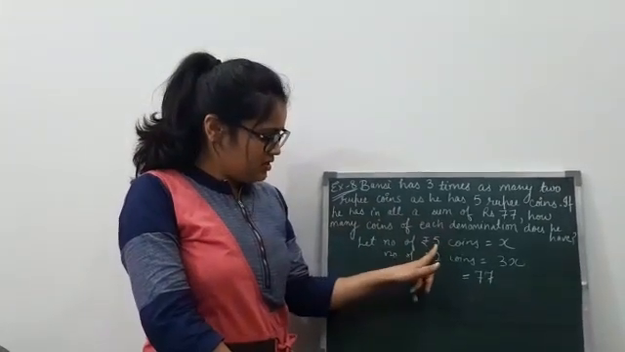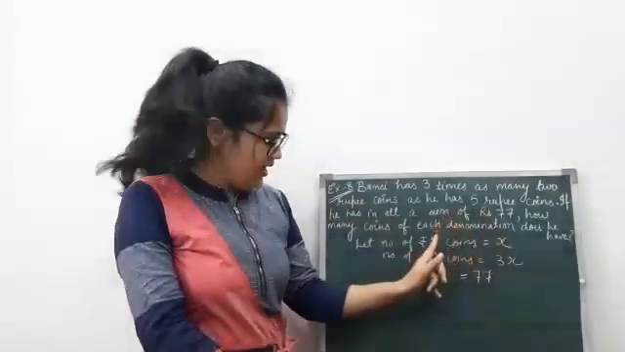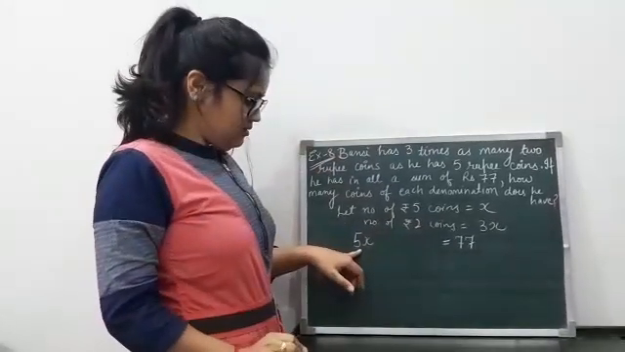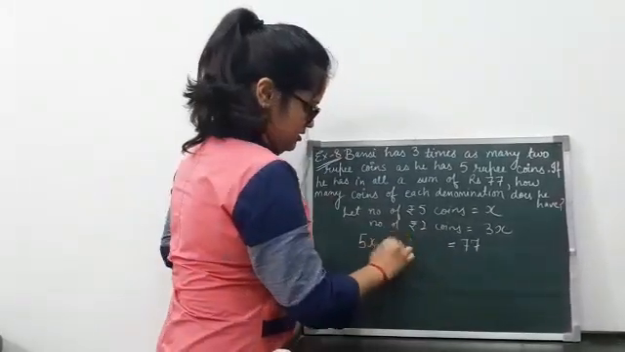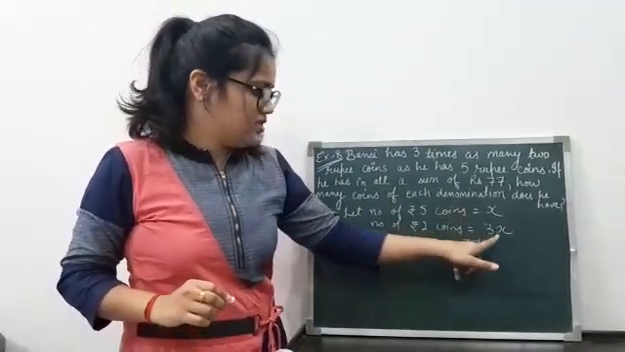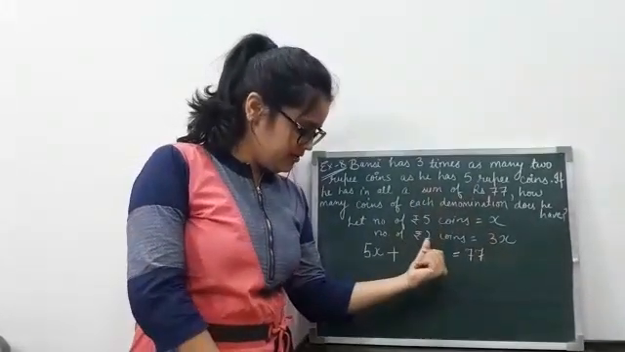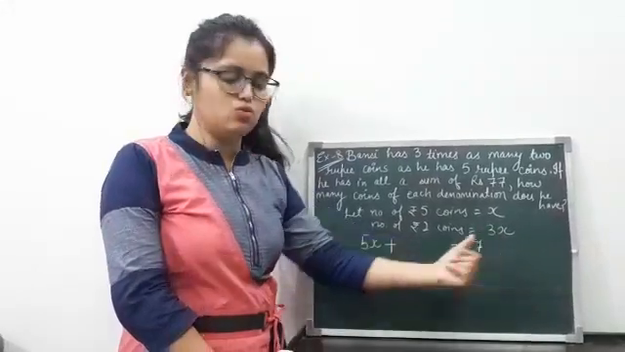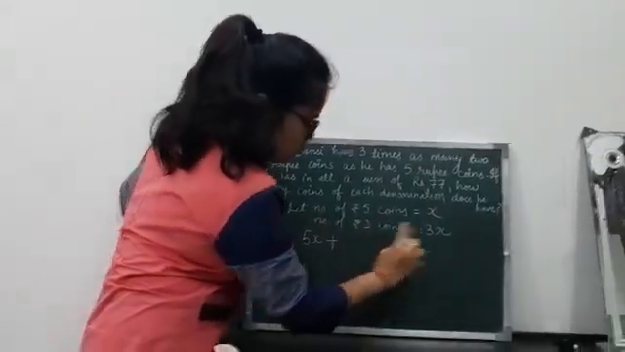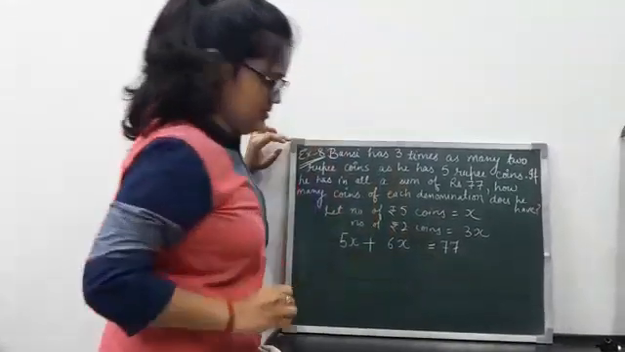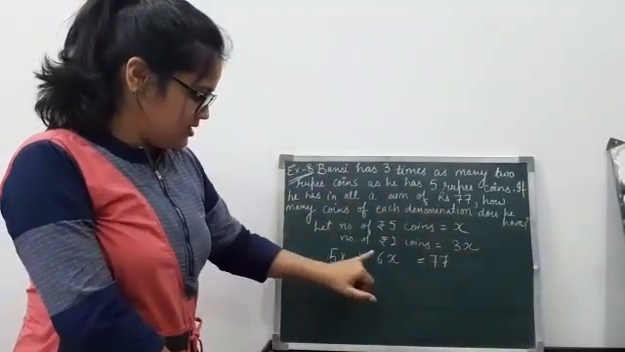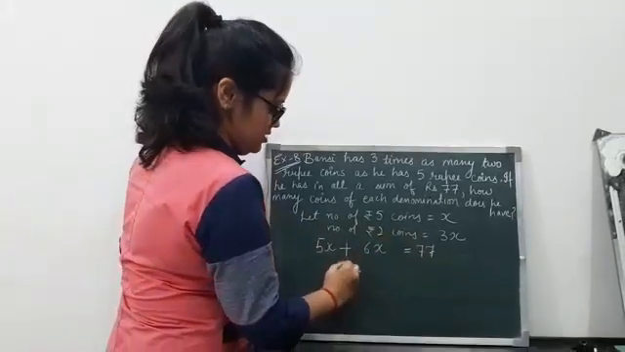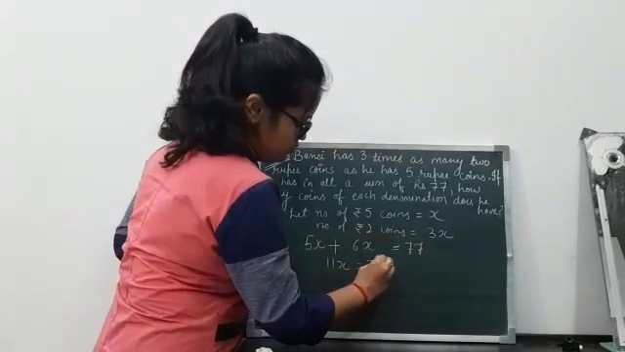Similarly, in this case, the number of 5 rupee coins is x and the value is 5 rupees. That means the money that he has in 5 rupee coins is 5x. Then the number of 2 rupee coins is 3x. If I multiply this 2 with 3x, I will get the total money he has in the form of 2 rupee coins. 2 multiplied by 3x means 6x. So this is the equation: 5x plus 6x is equal to 77. Now 5x plus 6x is equal to 11x, which is equal to 77.